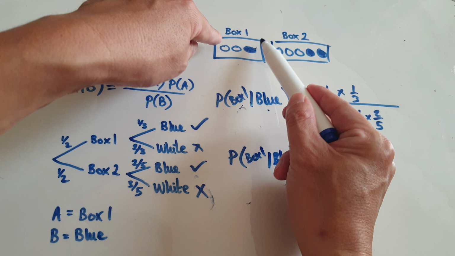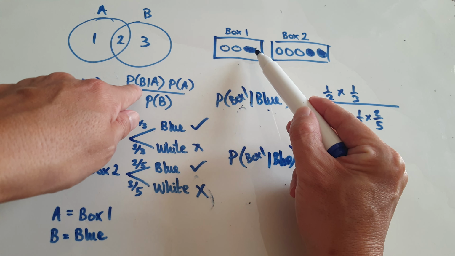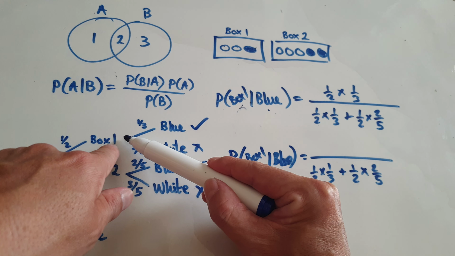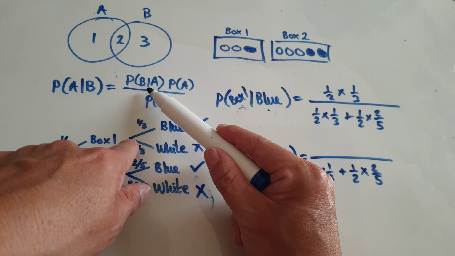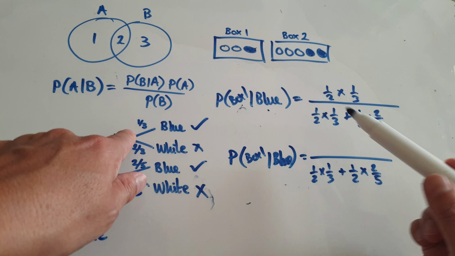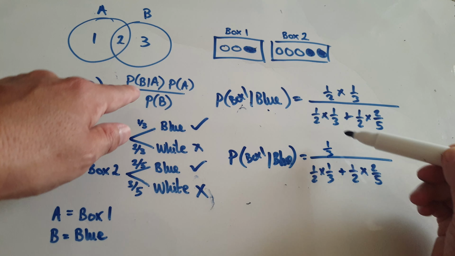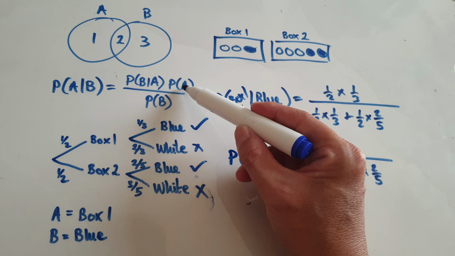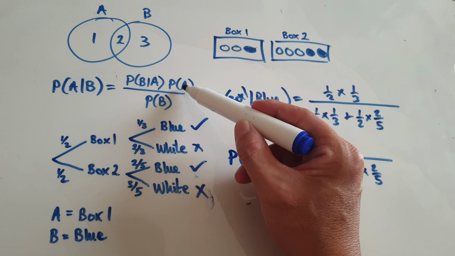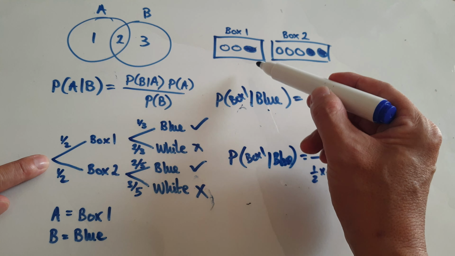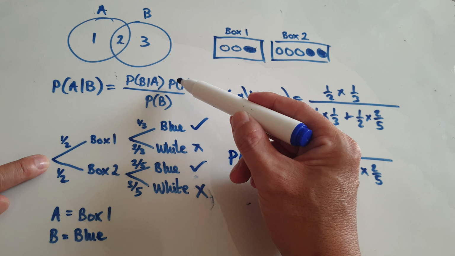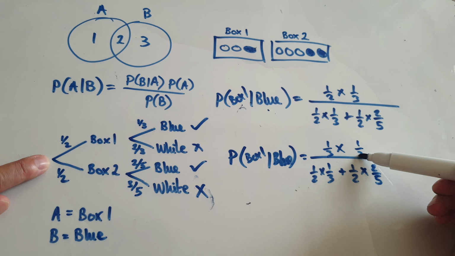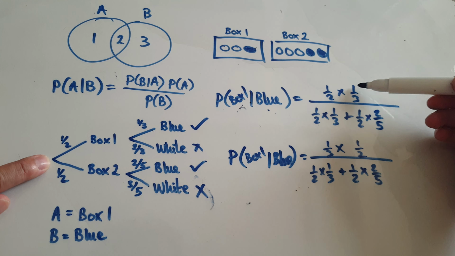Or you can look at it from here. You just selected box 1, and what's the probability of you getting a blue? So that's a third there. So it's like you standing here, you've just selected box 1, given box 1, what's the probability of blue? So it's just a third. And then you times probability of A. Probability of A is probability of picking box 1. Well, box 1 is a half. You can either pick box 1 or box 2. So what's the probability of you picking box 1? That is just a half. You see, this thing here is the same as this. This thing here is the same as this.